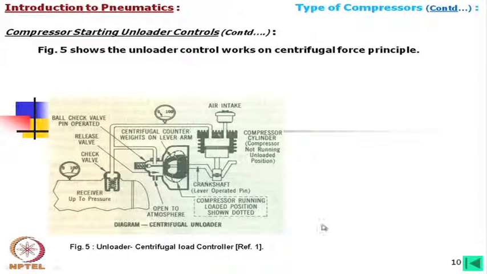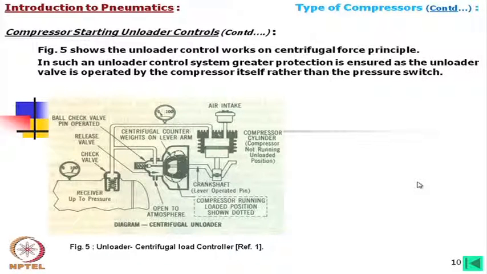Now, there is another type of unloader which is the centrifugal type. The basic principle is that a centrifugal mass is attached to a rotating member, in this case the compressor crankshaft. Then when it reaches the set speed, it operates the switch in the same way the pressure switch operates. In such a system, greater protection is ensured as the unloader valve is operated by the compressor itself rather than the pressure switch.